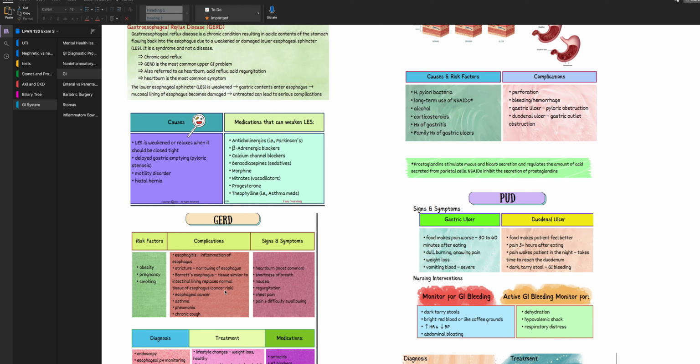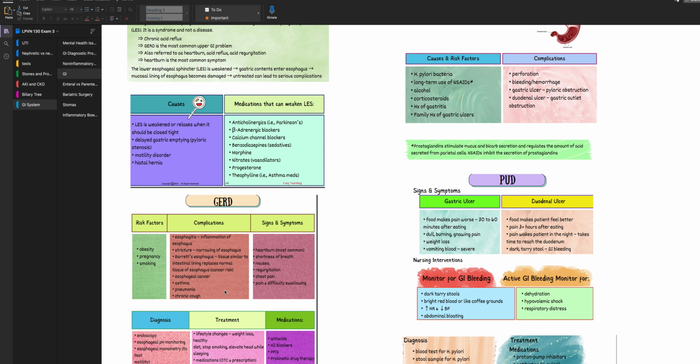All right, so people with duodenal ulcers wake up in the middle of the night. Now, people with gastric ulcers may be vomiting blood or coffee ground emesis, whereas people with duodenal ulcers are going to have dark, tarry stools. So monitor for GI bleeding.